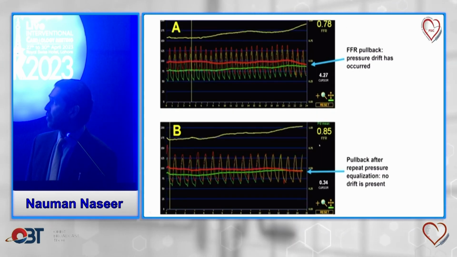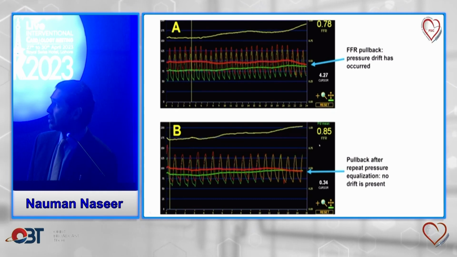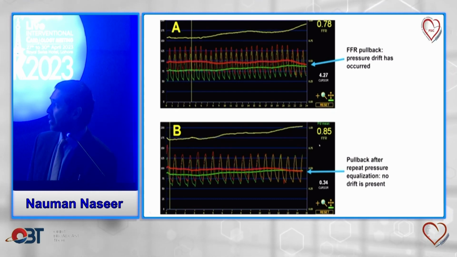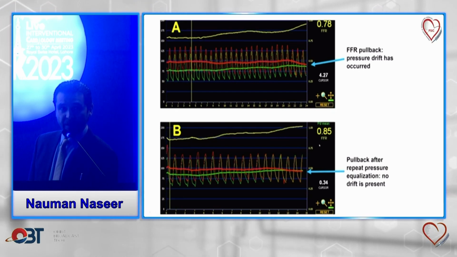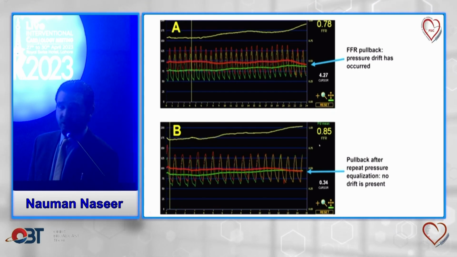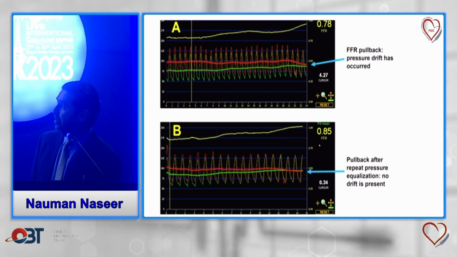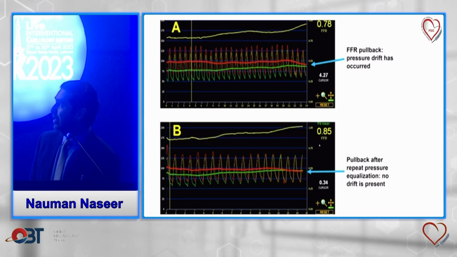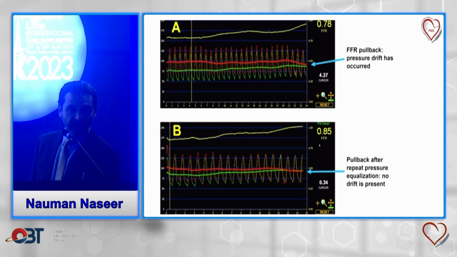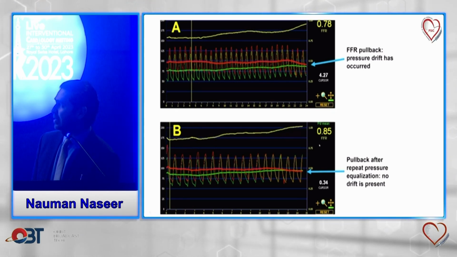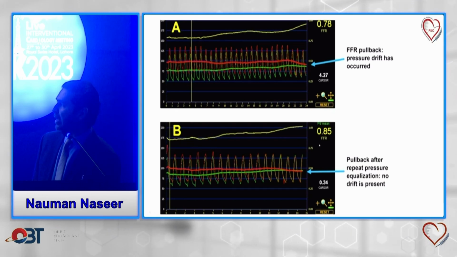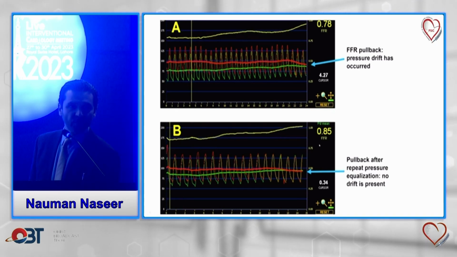And this is an example of somebody with drift. So you did the measurements, FFR is 0.78. But again, whenever you do measurements, after that, pull the wire back to the guide catheter tip. There should be equal pressures. That's where you equalize. But clearly the wire transducer pressures were lower, so you were not getting a reliable reading. The pressures had drifted. So equalized again, did the measurements again, and the FFR was actually 0.85. And now you pulled back after equalization, the pressure is still equal. So this is the more reliable reading.